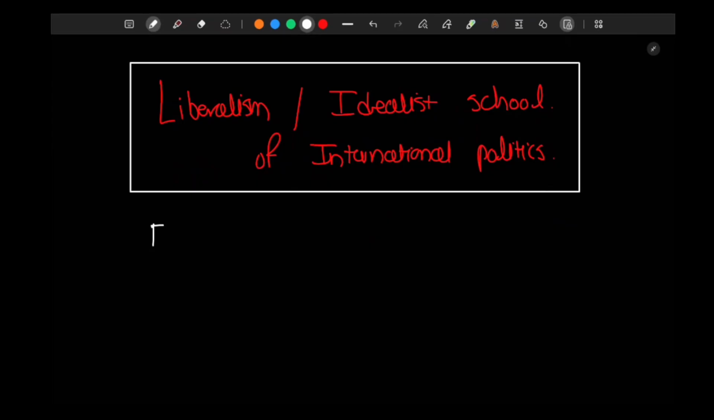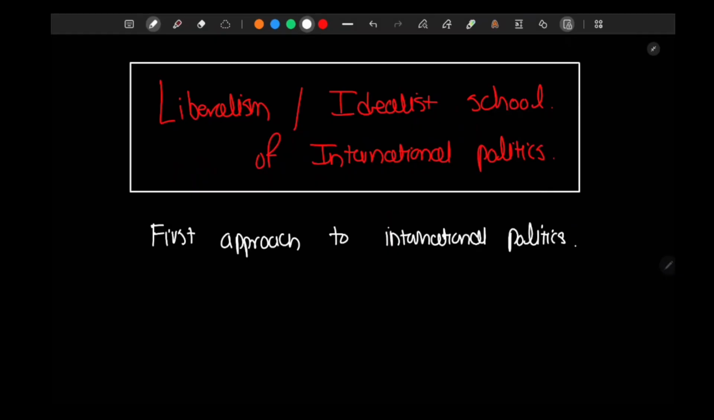It is basically the first approach to international politics. To understand what it is, I will have to take you back to liberalism. What is the idea of liberalism?